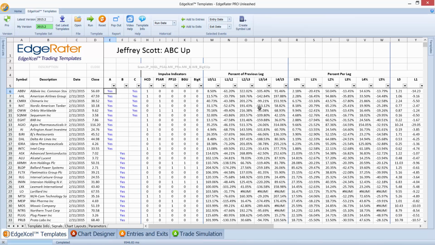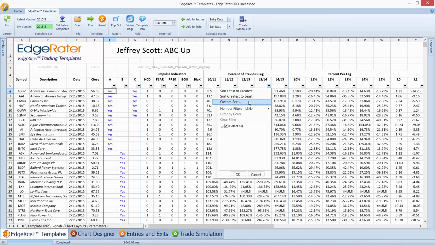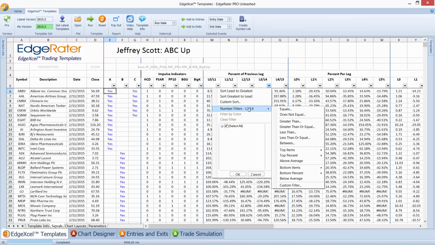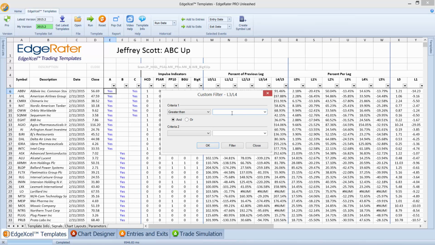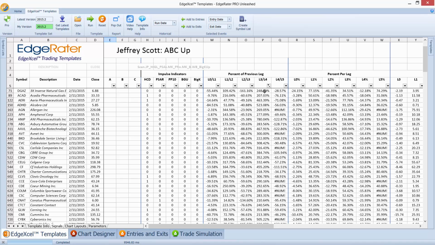You can do that by setting your filter criteria in any of these drop downs over here. You just drop down the little control and you do your custom sort, or you do your number filter, and you can say greater than, and then put in a number. If you're doing percentage and you want to say 200%, you actually have to put in the percent sign and say greater than 200%. This will then filter so that the L3, L4% is now in each of these greater than 200%.